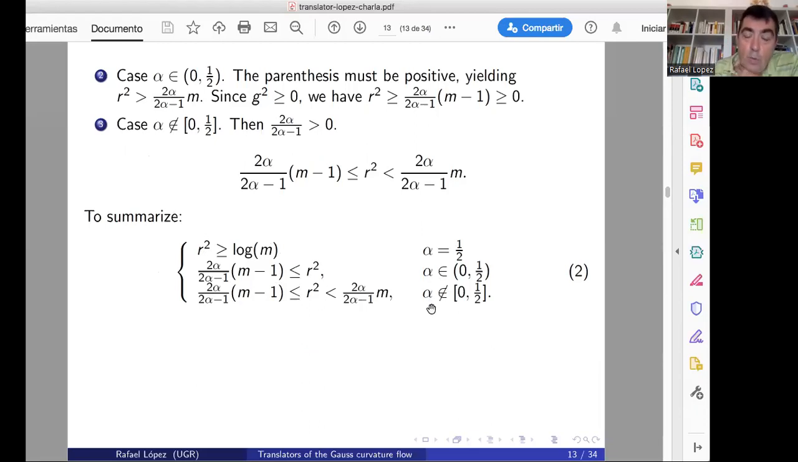When alpha is not in this interval, then the domain is a finite interval. If alpha is between 0 and 1/2, then the domain is an infinite interval of the real line. Here, we don't know if r goes to 0 or not, depending on the constant m. It means that it's possible that the surface does not intersect the rotation axis.